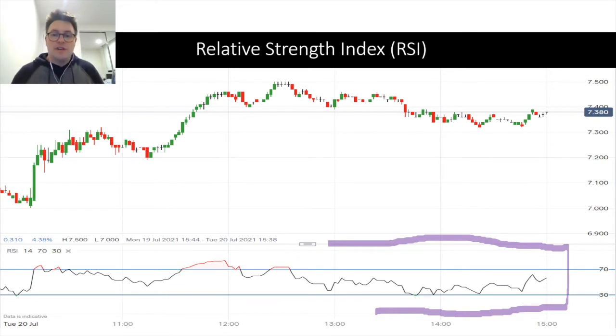Typically, when using this indicator, when you have a score below 30, which is reflected by this bottom band here, you have entered into oversold conditions, and when the RSI has a score above 70, which is this top band here, it has entered into overbought conditions.